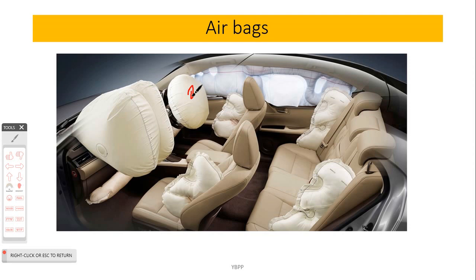For the driver, here at the steering wheel, this is one airbag. This is also an airbag for the co-passenger at the front seat. This is for the leg. These are the side airbags for the passengers. Then here for the driver, this is also a side airbag. This is also a side airbag for driver and co-passenger. So this is all about airbags, or the passive safety system.